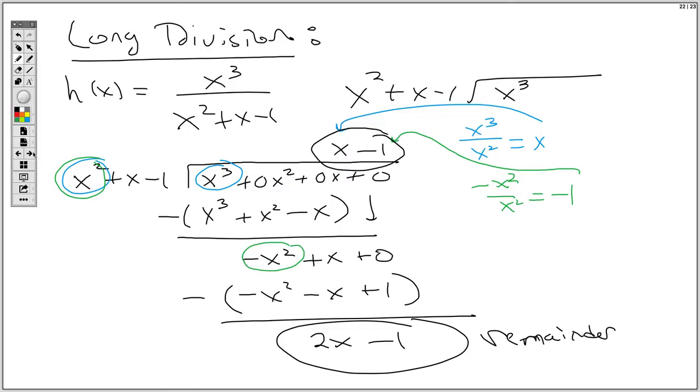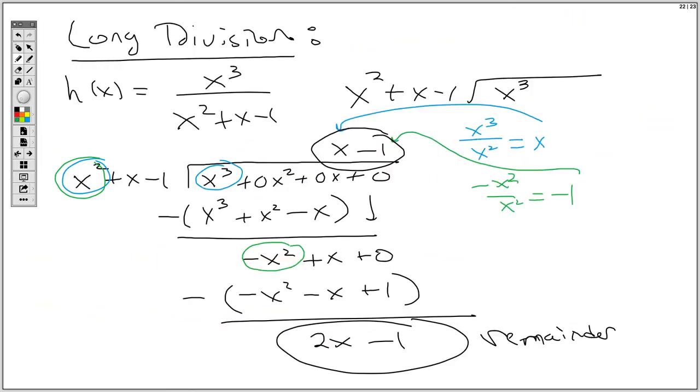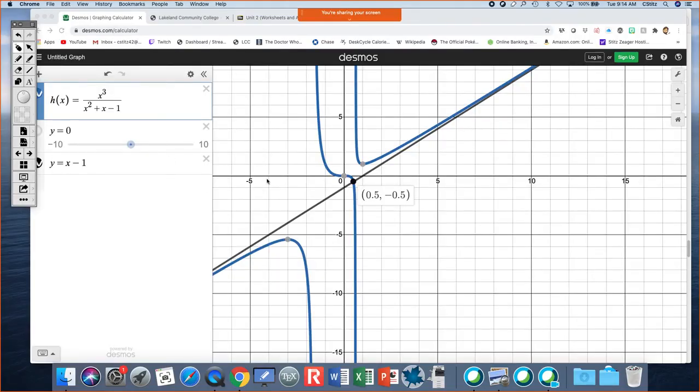You can see here that my remainder is 2x minus 1. If I were to set the remainder equal to 0, you would get x equals a half out of that. And sure enough, that's exactly where we cross the asymptote, at x equals a half. So when the remainder is 0, the function and the asymptote are the same. So there it is.